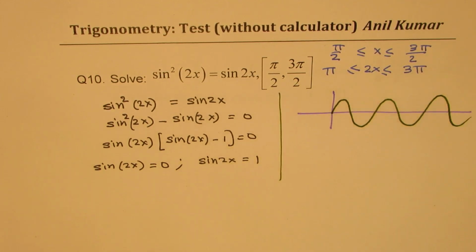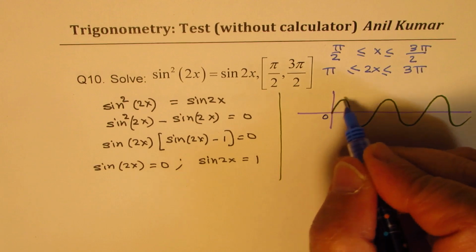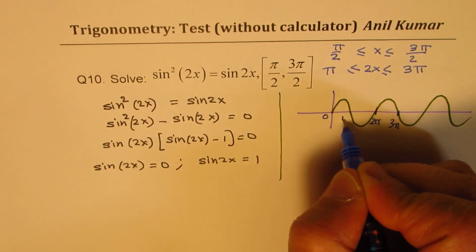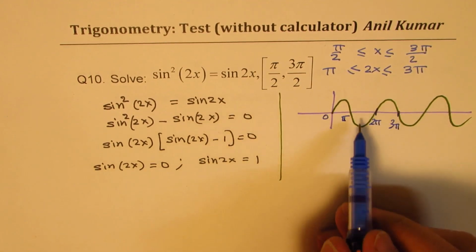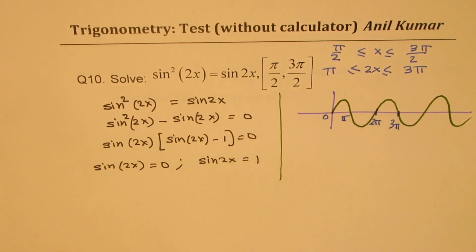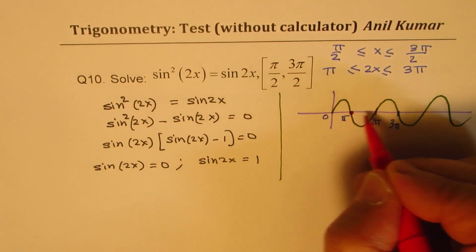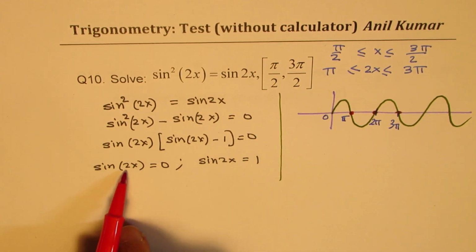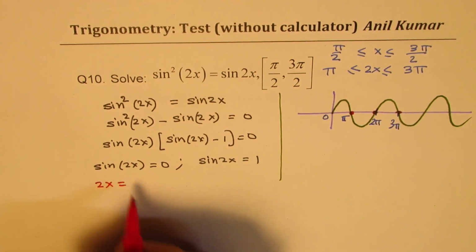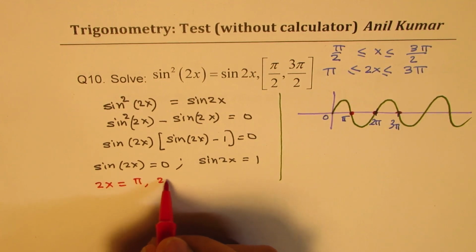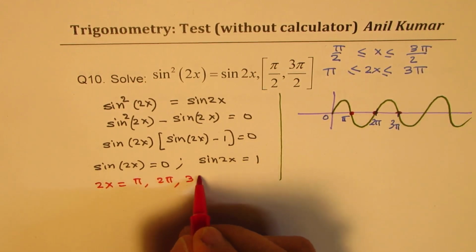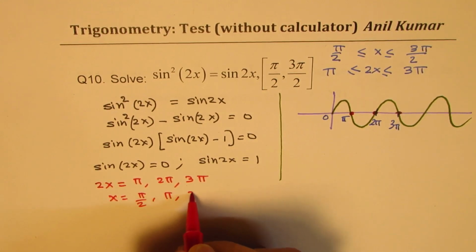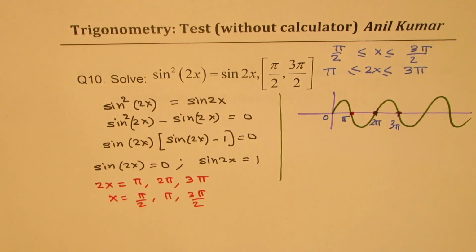Okay, so in this graph, this is like 0. One full cycle is 2 pi and this is 3 pi for us, correct? That is pi for us. So between pi to 3 pi, we are looking for zeros. So the zeros are these points. Do you see that? So for 0, we get 2x equals pi, 2 pi and 3 pi. So x is equal to pi by 2, this is pi and this is 3 pi by 2. Do you see that part?